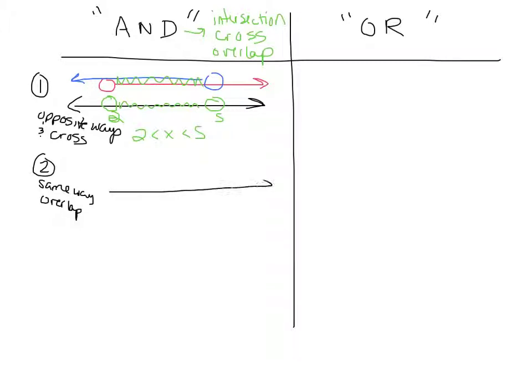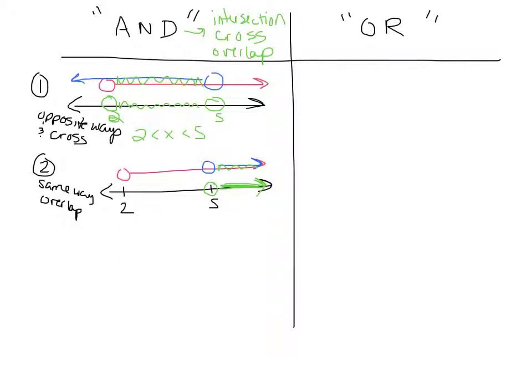When they are going the same way, once again I might have something looking like this, and then something looking like this, facing this way. They're facing the same way. Where is it that they overlap? They overlap here. So I'm going to keep the same type of circle that's there, and I'm going to shade this going in. So once again this is 2, maybe here, and maybe this is 5.